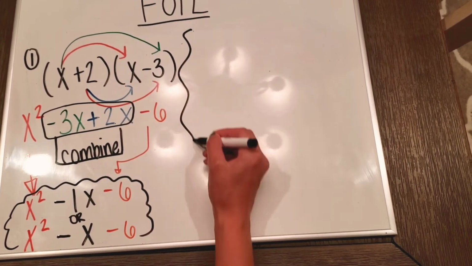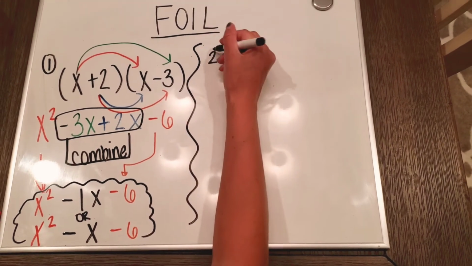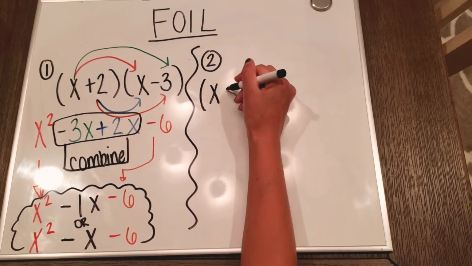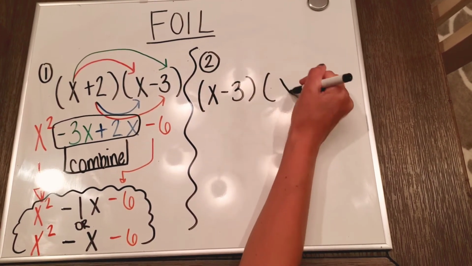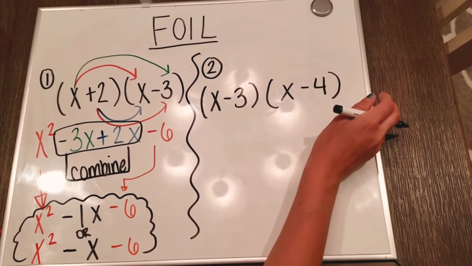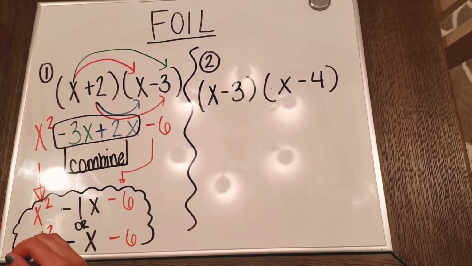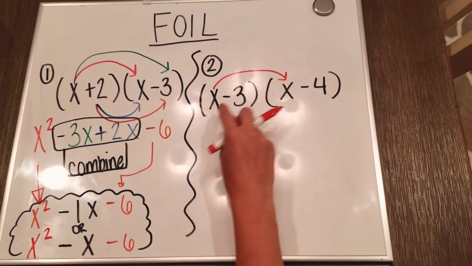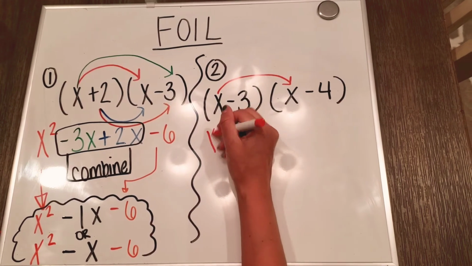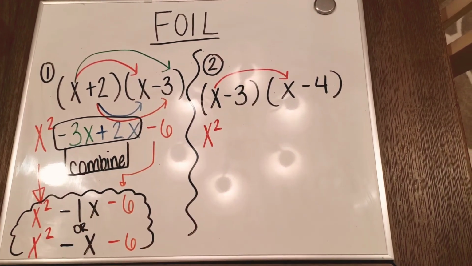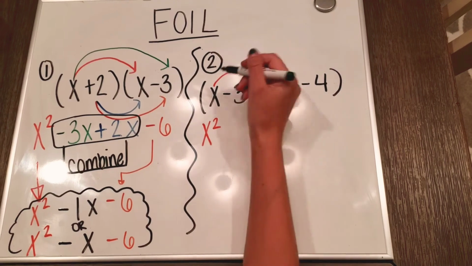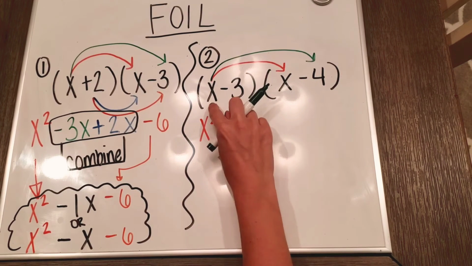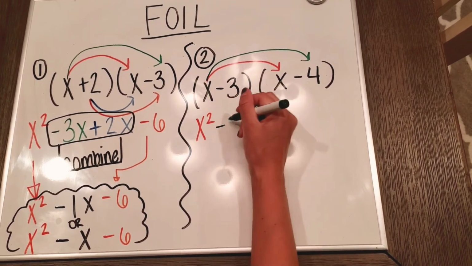Okay, I want to do another example with you. So our next one is going to be when we have two minus signs. So x minus 3 and x minus 4. Okay, so just like before, we're going to start with our first. X times x is x squared. Then we have to do outer. X times negative 4 is negative 4x.